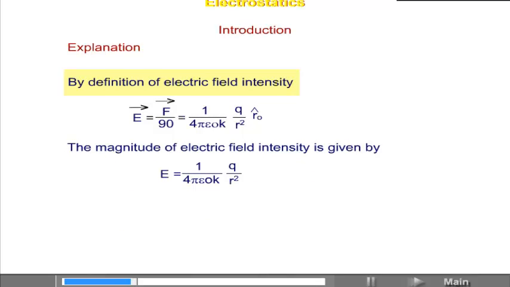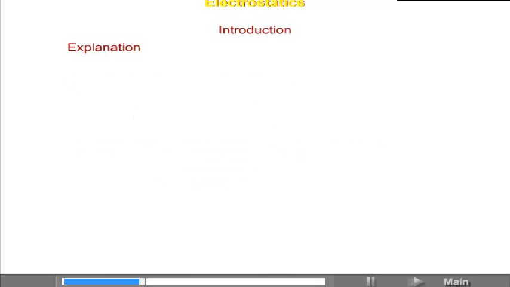By definition of electric field intensity, vector E is equal to vector F upon Q0, is equal to 1 upon 4 pi epsilon 0 K multiplied by Q upon r square multiplied by r cap. The magnitude of electric field intensity is given by E is equal to 1 upon 4 pi epsilon 0 K multiplied by Q upon r square.